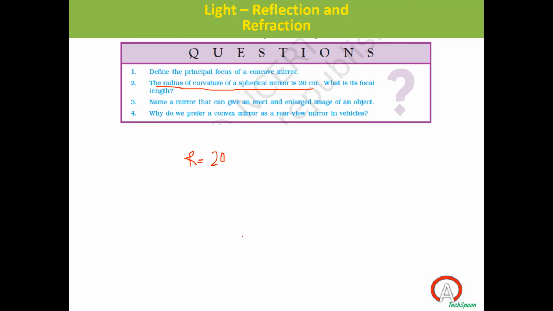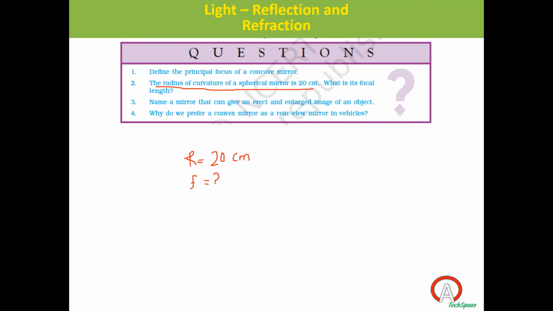Abhijit, what is given? Radius of curvature. R is given. R equal to 20 centimeter. So see, if you are doing the problems, always write first what is given with its symbol. R is given, 20 centimeter. What you have to find out? Focal length. That is denoted by f. This you have to find out.